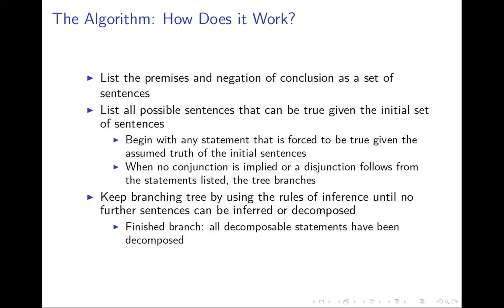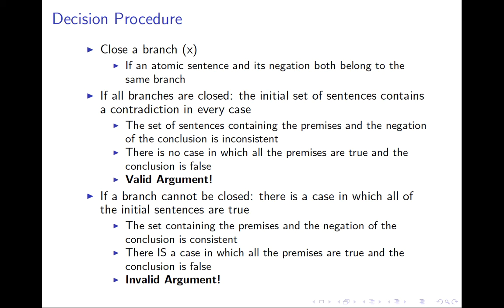The next step is to keep branching the tree by using rules of inference until no further sentences can be decomposed. This also means that a finished branch is one where all decomposable statements in that branch have been decomposed. Earlier we mentioned that the tree test will determine the validity or invalidity of any argument. This is a result of the decision procedure. So if an atomic sentence and its negation both belong to the same branch, we close that branch, symbolized here by an X at the base of it.